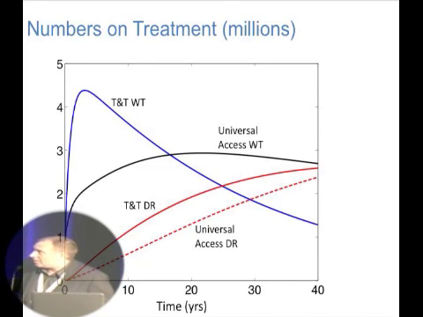Now, moving on to the numbers on treatment. We have the numbers of drug resistant on treatment in red, the test and treat wild type in blue, and universal access in black. And what you see is that the peak numbers in the test and treat strategy are much higher than in the universal access to treatment strategy. As well, drug resistance increases substantially over the 40-year period in both the test and treat strategy and the universal access to treatment strategy. As well, you'll notice after 40 years that there are millions of individuals on treatment. And this is a key point.